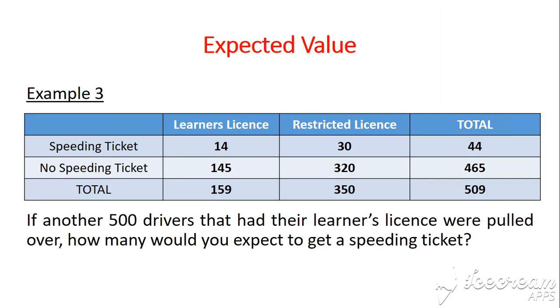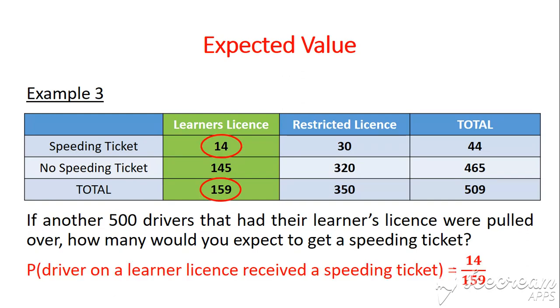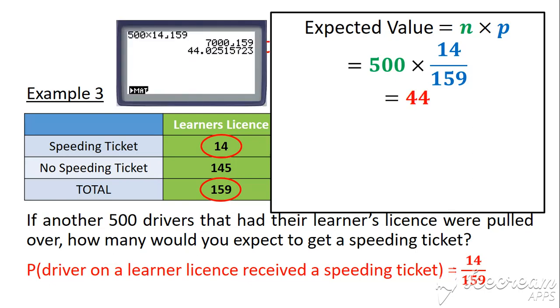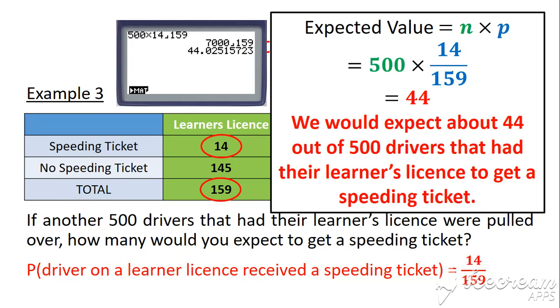Right, finally, here's a probability table and the same type of question. If another 500 drivers that had their learner's license were pulled over, how many would you expect to have a speeding ticket? Well, let's look at the learner's license people. Let's look at those that got a speeding ticket, 14 people out of 159. That's the probability. And let's go and work out the expected value. There are another 500 drivers, so 500 times 14 chances out of 159 rounds to about 44. So we would expect about 44 out of the 500 drivers that had their learner's license to get a speeding ticket.